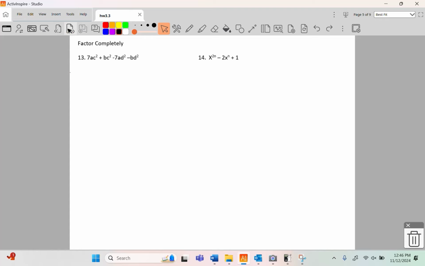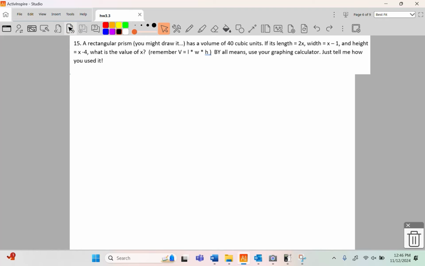All right, 15 was asked. So it's about a prism, a rectangular prism, that's a box. Draw the box; eventually neurons will start making connections and you'll remember things about them.